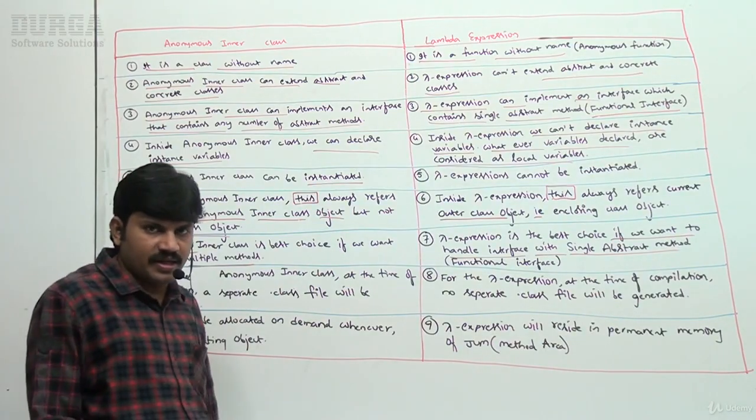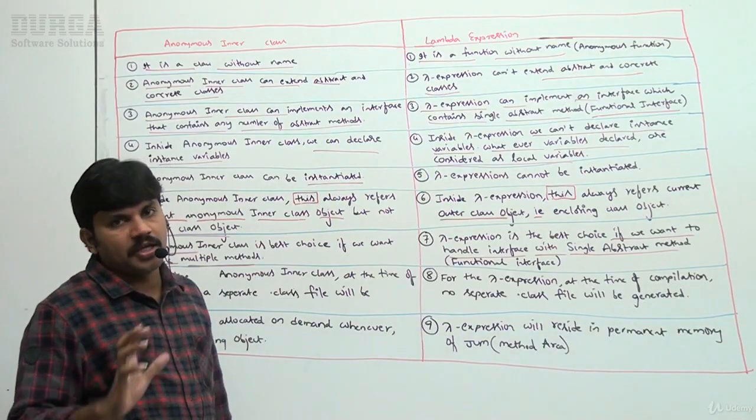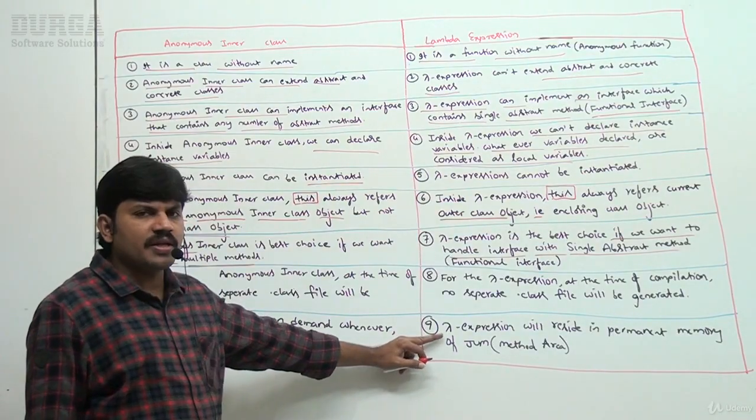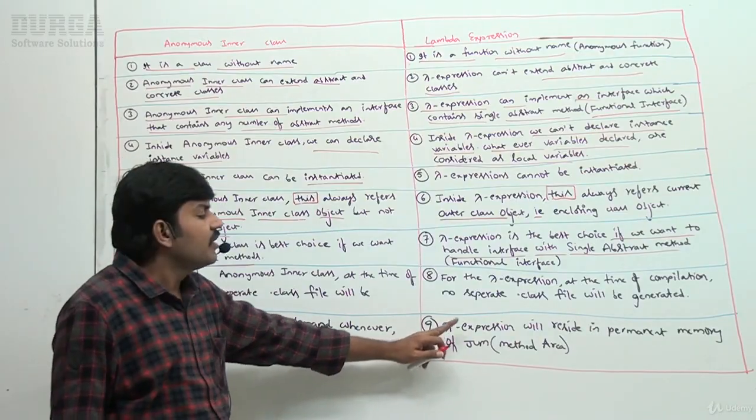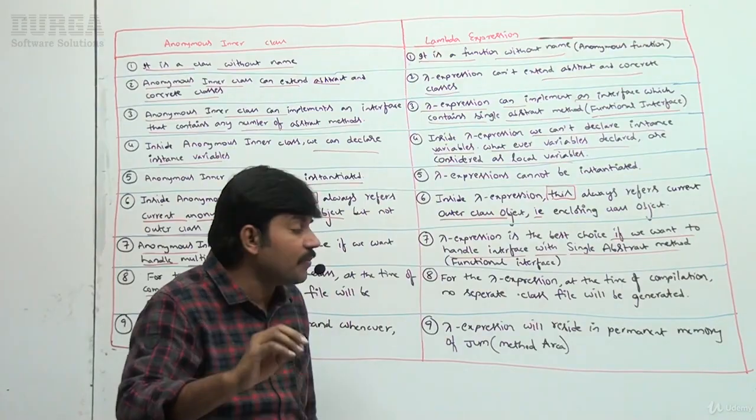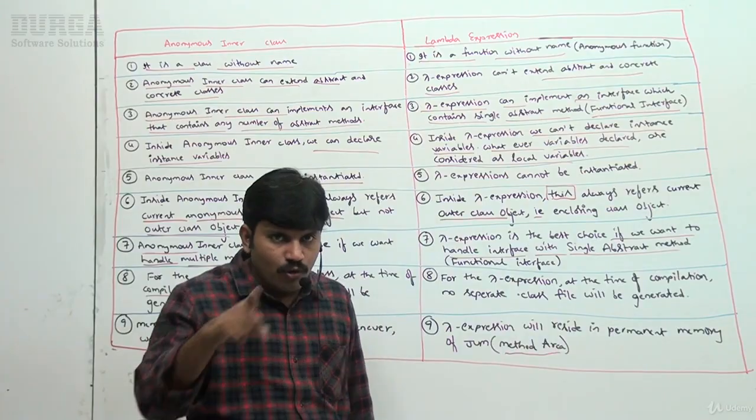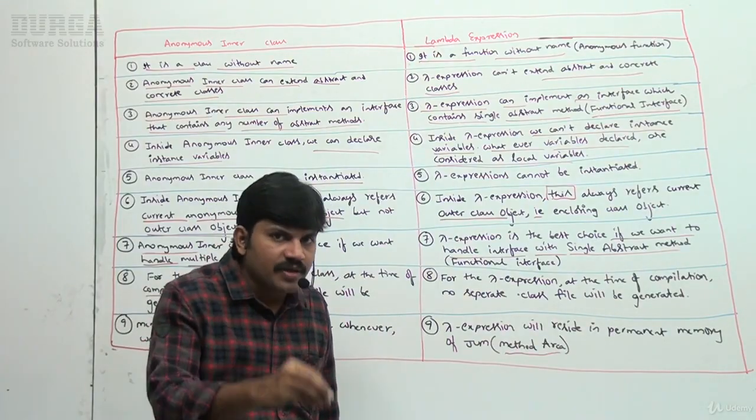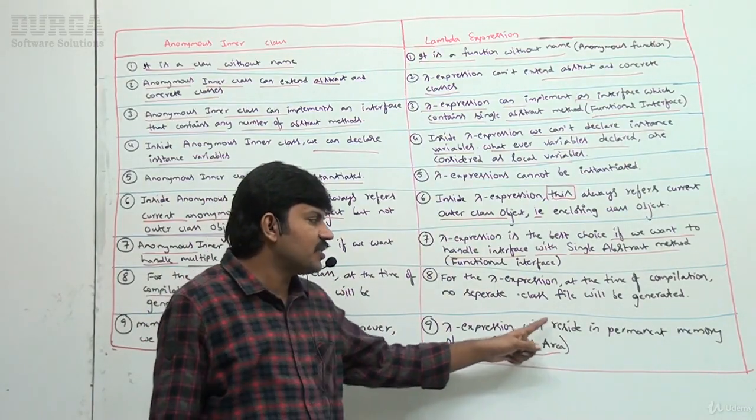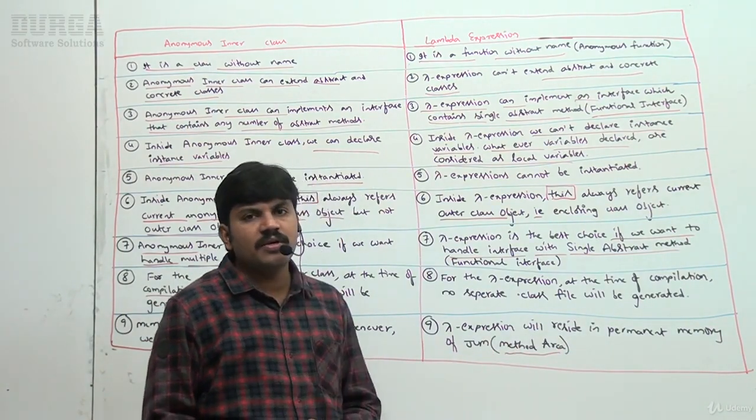Next, memory will be allocated on demand whenever we are creating an object. Whenever we are creating an anonymous inner class object, the memory will be allocated in the heap area. But here, object creation is not there. Next, lambda expression as a part of the code will be stored in which memory area? Inside the method area, because the total program code by default will be saved inside the method area. That's why the lambda expression will reside in the permanent memory area of the JVM, which is nothing but the method area.